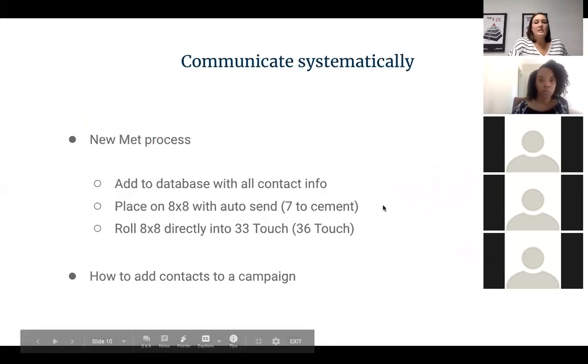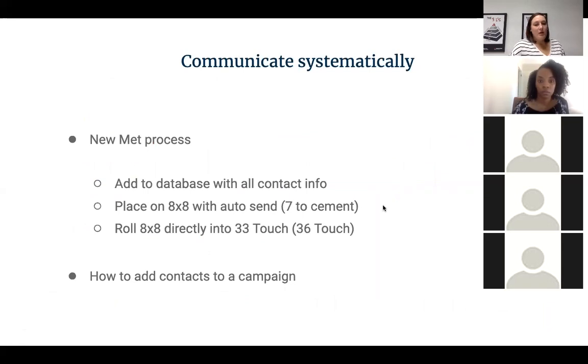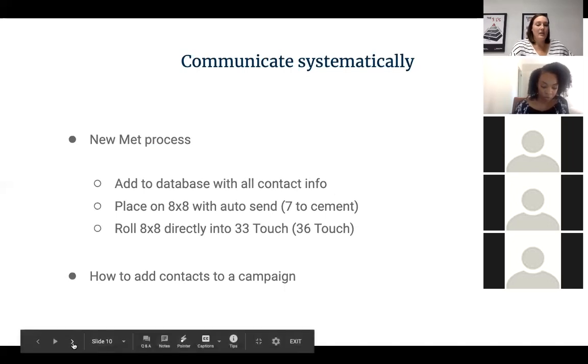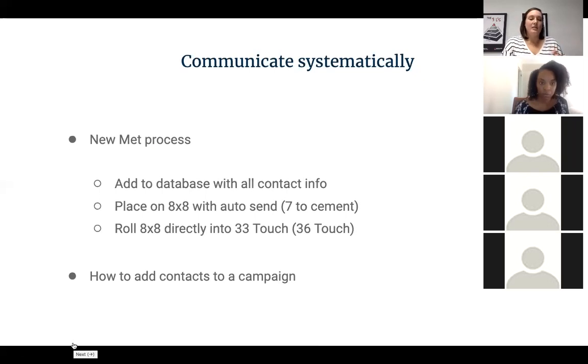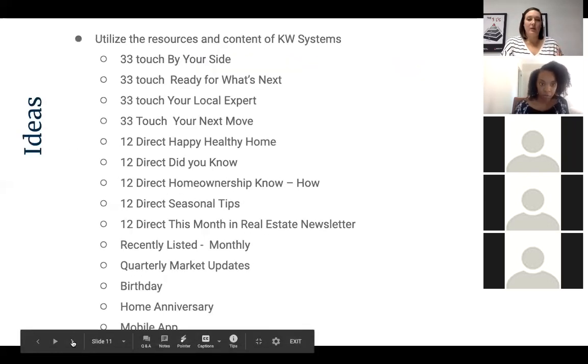So we're going to communicate systematically. The new MET process, add them to your command database with all their contact information as much as possible. Put them on an 8x8 and then roll the 8x8 into the 36. And then we can talk more too about how to add contacts to smart plans. So we can also do that.